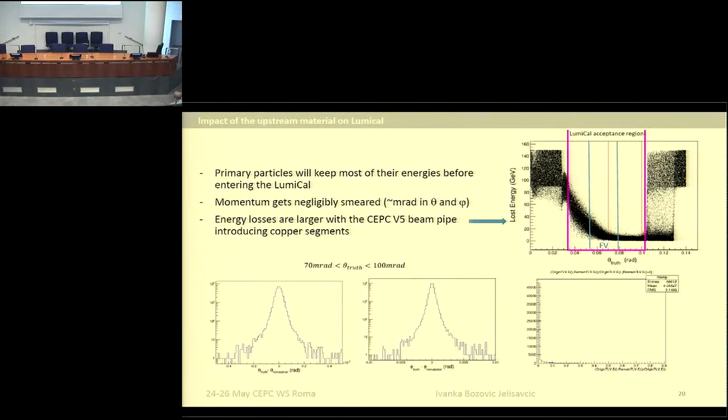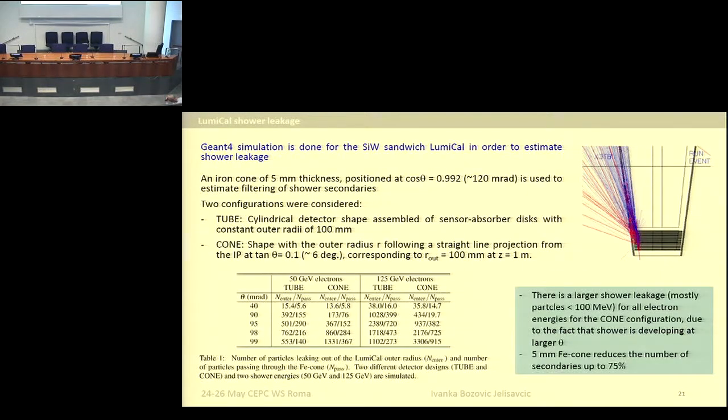For version 5, where there are some copper segments, actually the situation is not that glorious, due to the fact that the particles get scattered off the copper parts and the primary particles are losing up to 30% of their energy before entering the LumiCal fiducial volume.